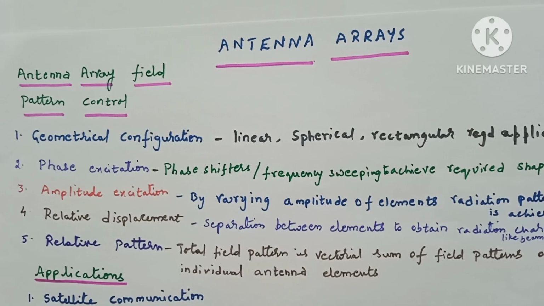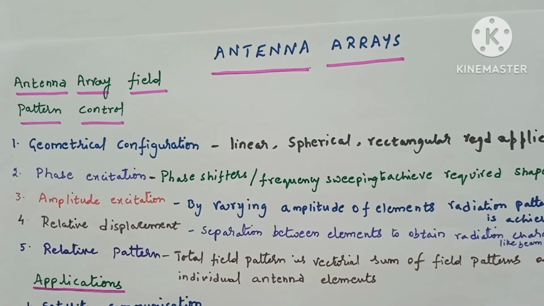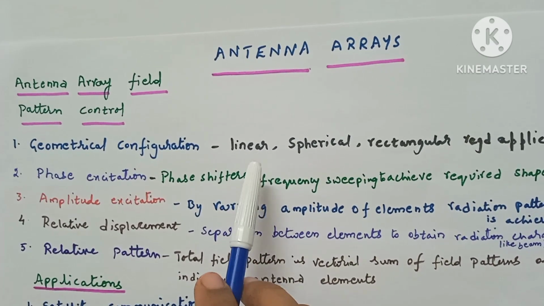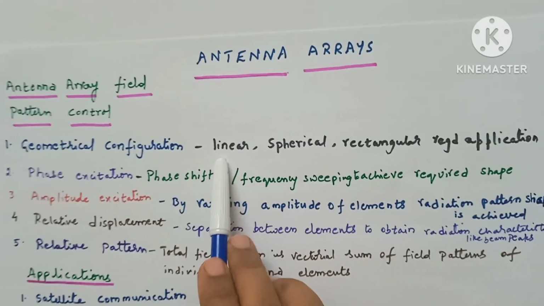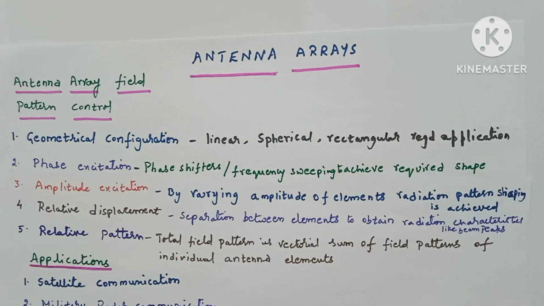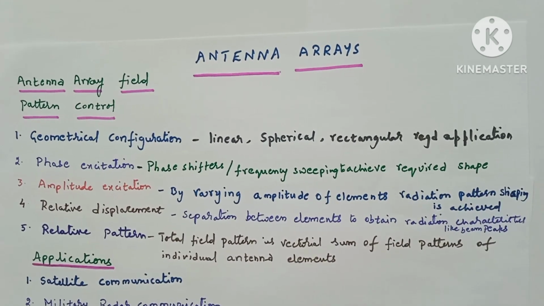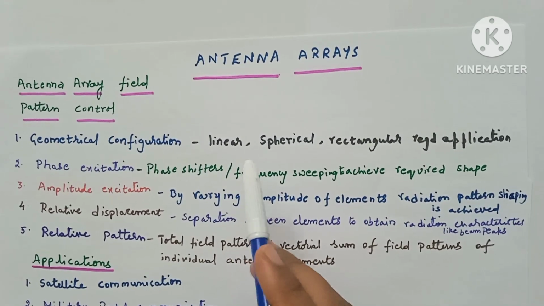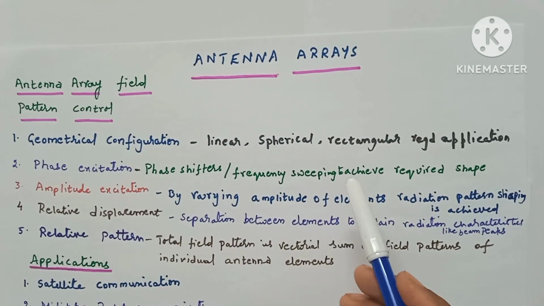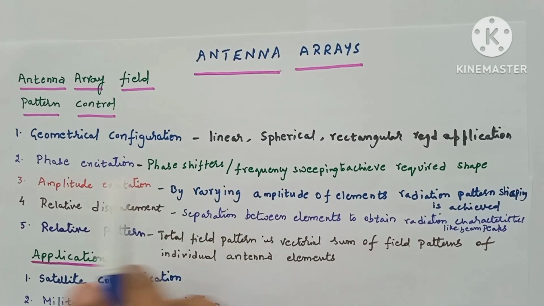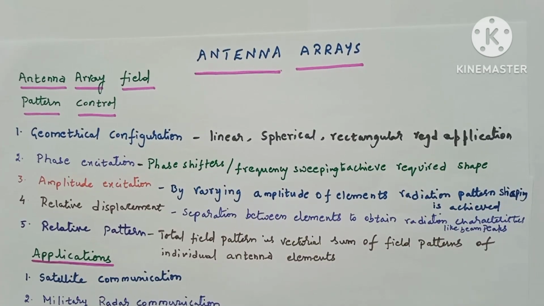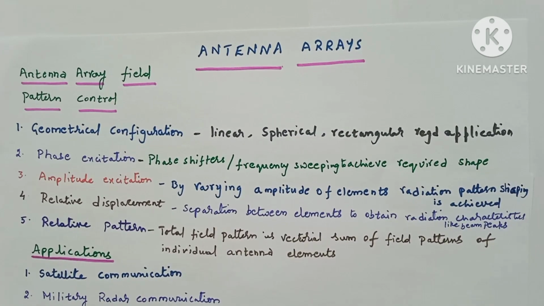In the first one, geometrical configuration, we can choose any type of geometric shape, like linear, spherical or rectangular shapes. According to the shape of the antenna you have chosen, or the arrangement you have made for the antenna array, its output radiation pattern will be obtained.